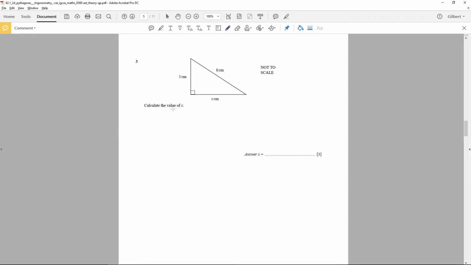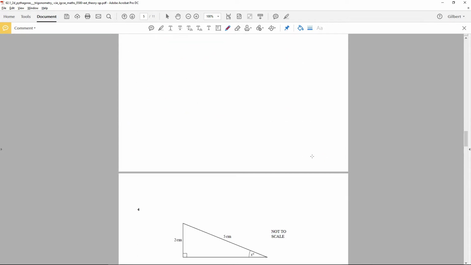Calculate the value of x. What we have here, we can straight away use your Pythagoras theorem. Square root of 8 squared minus 5 squared equals x. x equals square root of 8 squared minus 5 squared, 6.24 cm. Look, in this kind of question they don't give you your units, so you're supposed to write it down yourself. Remember to write down your units to get the full marks.